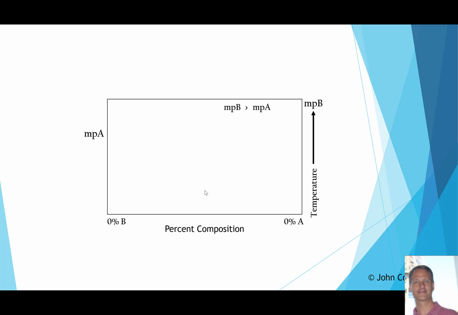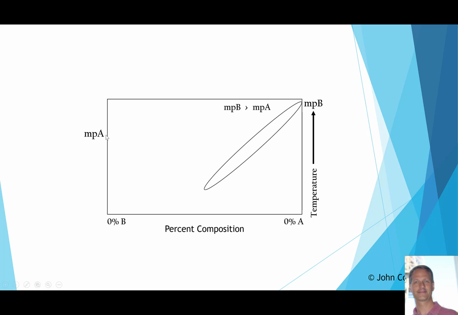So if you have pure compound B, it's going to have a melting point. And as you add more of compound A to it, it tends to lower the melting point. Remember we said in the beginning, an impurity lowers the melting point and makes the melting point range a little bit broader also. So that number is going to go down. But it's not going to go down forever, right? So at some point, it's got to come up here and meet melting point A.